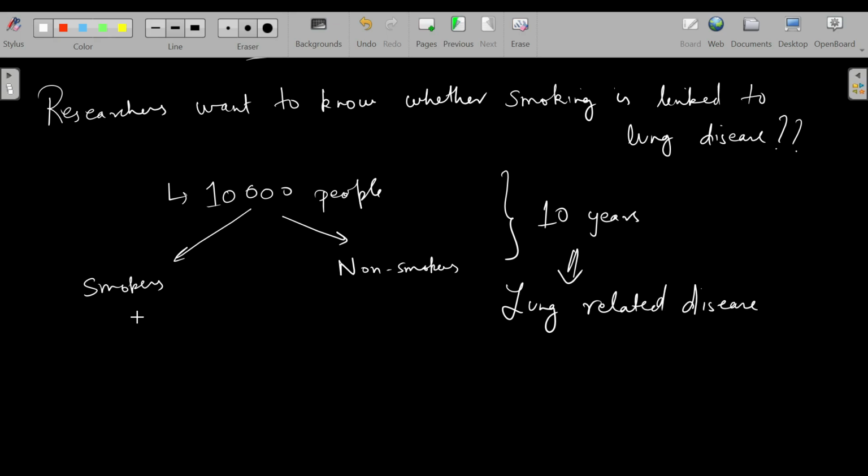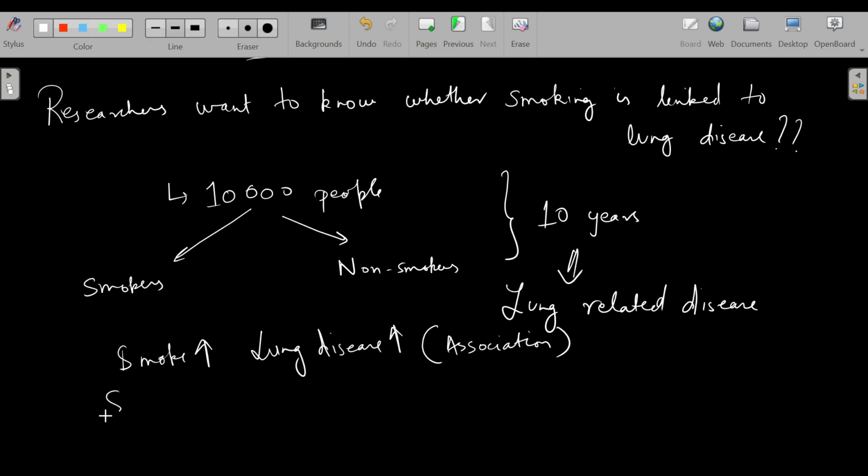Here the researchers are not interfering in any way. They are simply observing the pattern, the data, the people out there. After 10 years they see a pattern: the more you smoke, the higher the chances of lung disease. So this simply says there is an association between smoking and lung disease, but we can't say in this particular case that smoking causes lung disease. Why?